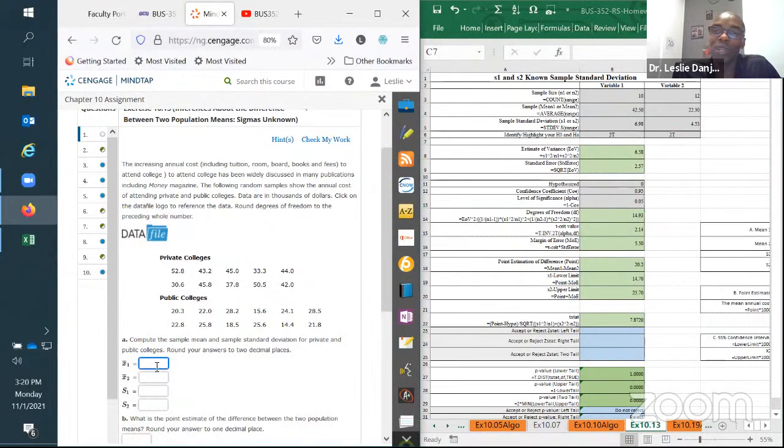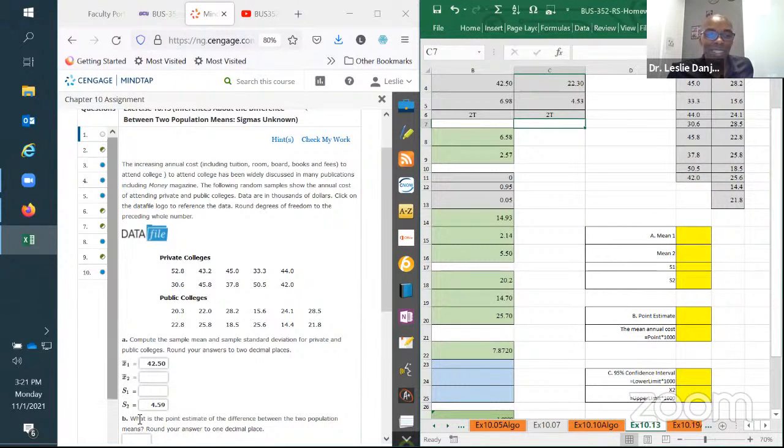What is my X1 value? What is my mean value? All right, 42.5. And they want 2 decimal places. All right, and I'm going to plug in my S2 value. I think, let me make that bigger so I can see it, 5.3 instead of 5.9.